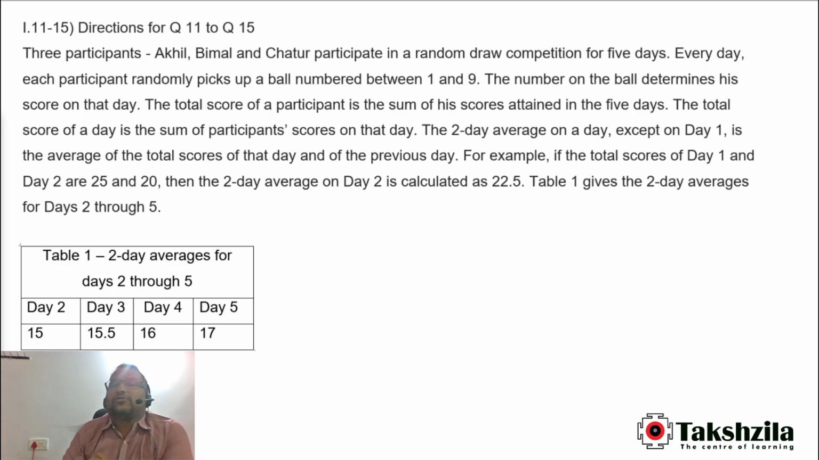There is some correction here. Between 1 and 9 it means excluding 1 and 9. Over here it should be mentioned that 1 and 9 both are inclusive. Over here 1 and 9 both are inclusive.